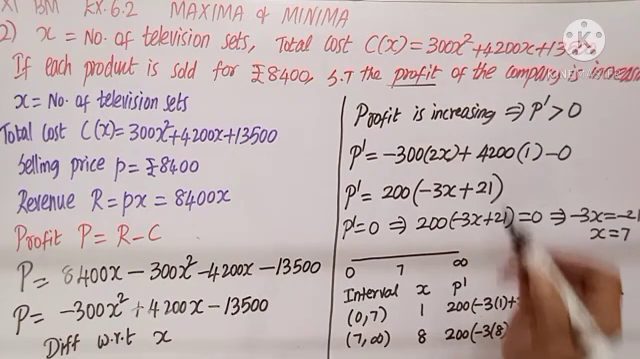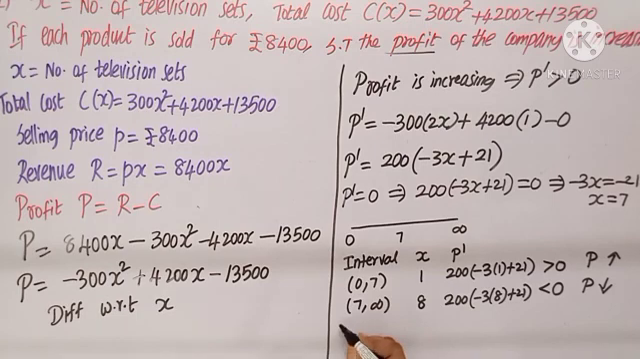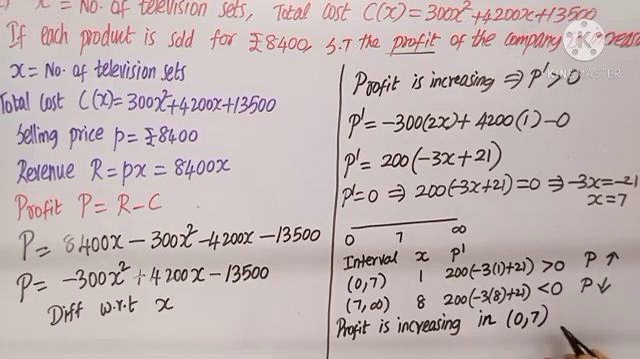My question is profit is increasing. So we will take and write, profit is increasing in which interval? In the interval 0 to 7. So profit is increasing in 0 to 7.